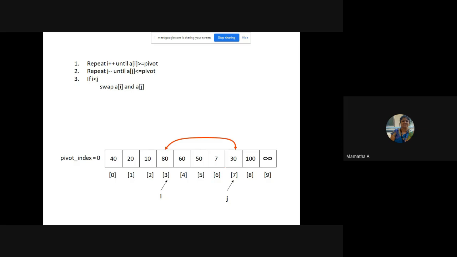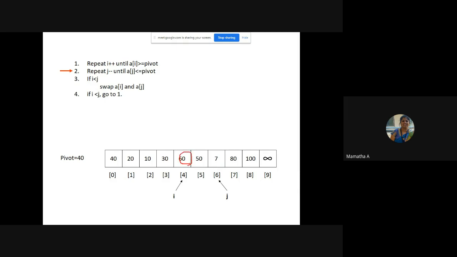And keep repeating the same process. After swapping, you can see it is swapped, 30 and 40, right? And repeat this process if i is still less than j. Go to 1. You can observe that when i becomes greater than or equal to j, you will have to stop this. Okay, so again I repeat the same, and you can observe i stopped at the index 4, which is 60, and j will stop at the index 6.